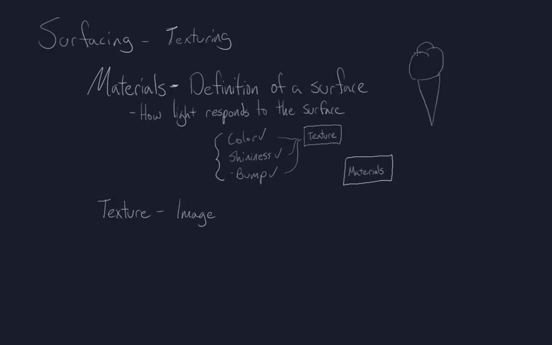You would need the ice cream area to be pretty shiny and have a little bit of a specular highlight when it hit the sun. But the cone itself is not particularly shiny, and if it is shiny, it's shiny in a different way. And so you're going to end up with a texture to define what parts are shiny and what parts are not.